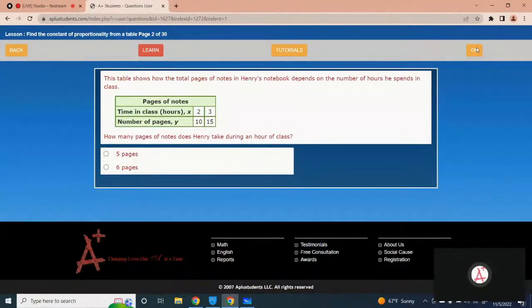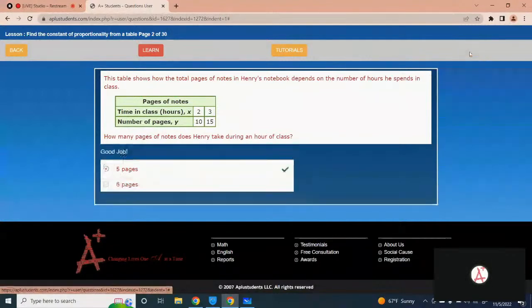The table shows how the total pages of notes in Henry's notebook depends on the number of hours he spent in class. How many pages of notes does Henry take during an hour of class? So you have to find the change, the y value divided by the x value. The y values are 10 and 15. So 10 divided by 2 is 5 and 15 divided by 3 is 5. Yes, very good, it is 5. Just select the correct option then click on the OK button.